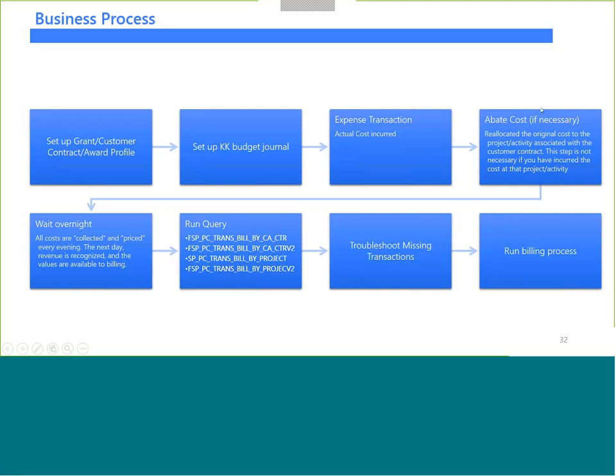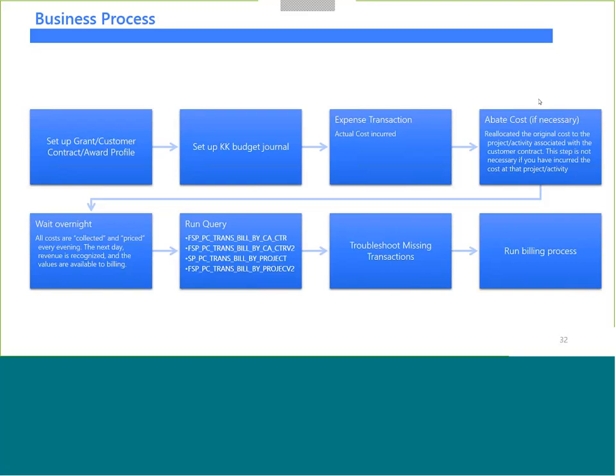So jumping in at this point, the next step after you've incurred the expense transaction is you abate the cost to the project and activity that's associated with your customer contract that you want to bill for this. Now, this is an optional step. Ideally, in an ideal world, you are incurring your costs at the delivery, at the activity itself that's linked to the customer contract, and so that's going to be the case for most operating type grants, or where the relationship between the funding source and the delivery activity is kind of a one-to-one relationship.